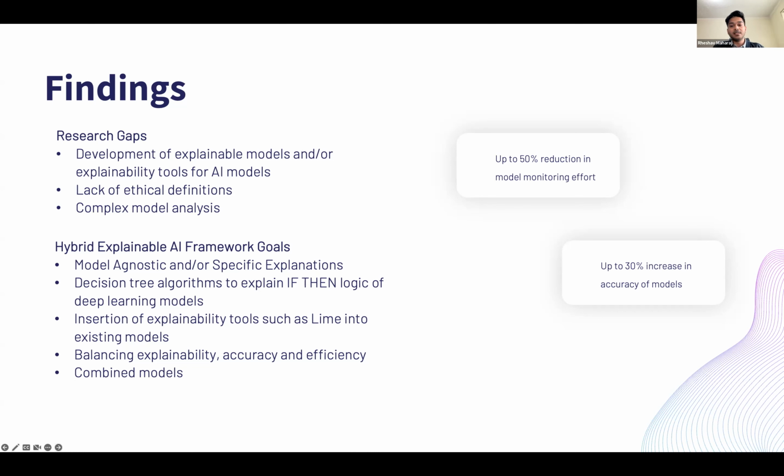And then we have decision tree algorithms to explain the if-then logic of deep learning models, which will be further discussed. There's a very important, or rather paramount, research that I found regarding prototype explanations later on in the next 2 slides. IBM also claims that there can be an up to 50% reduction in model monitoring effort by developing explainable AI at the core, and up to 30% increase in accuracy of models.